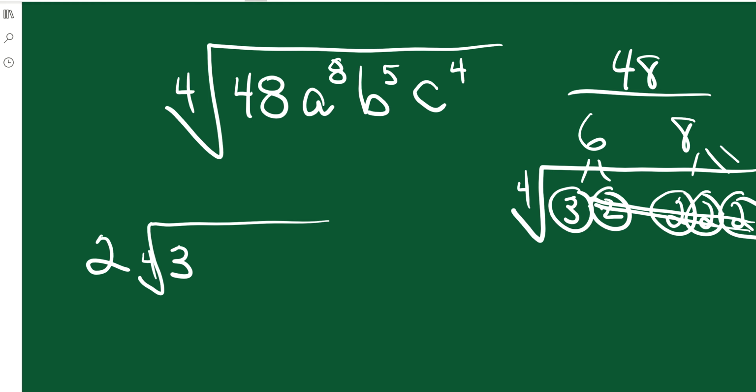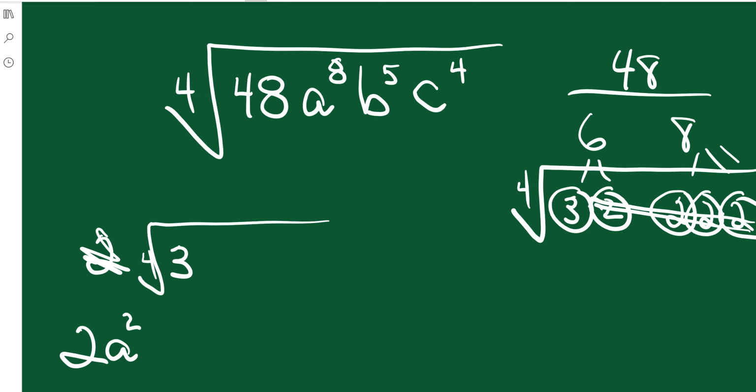Well, 4 goes into 8 2 times evenly, so this is going to end up being what? A squared. A squared on the outside. So it's going to be 2a squared. I'll get rid of that. I don't want to confuse this. Okay, and then I've got 2a squared.